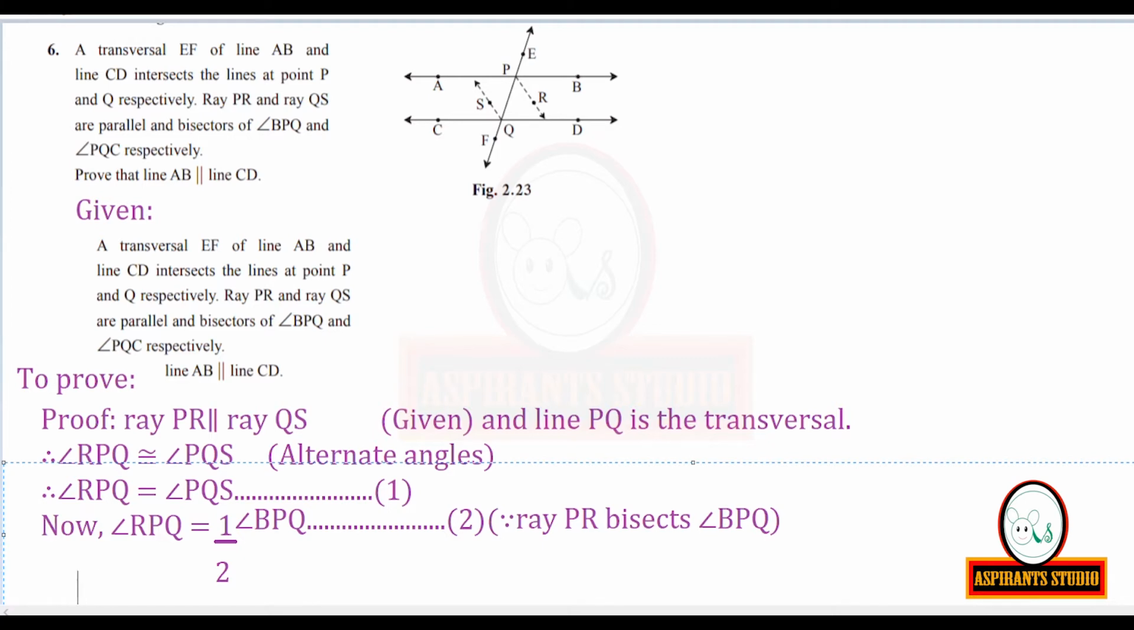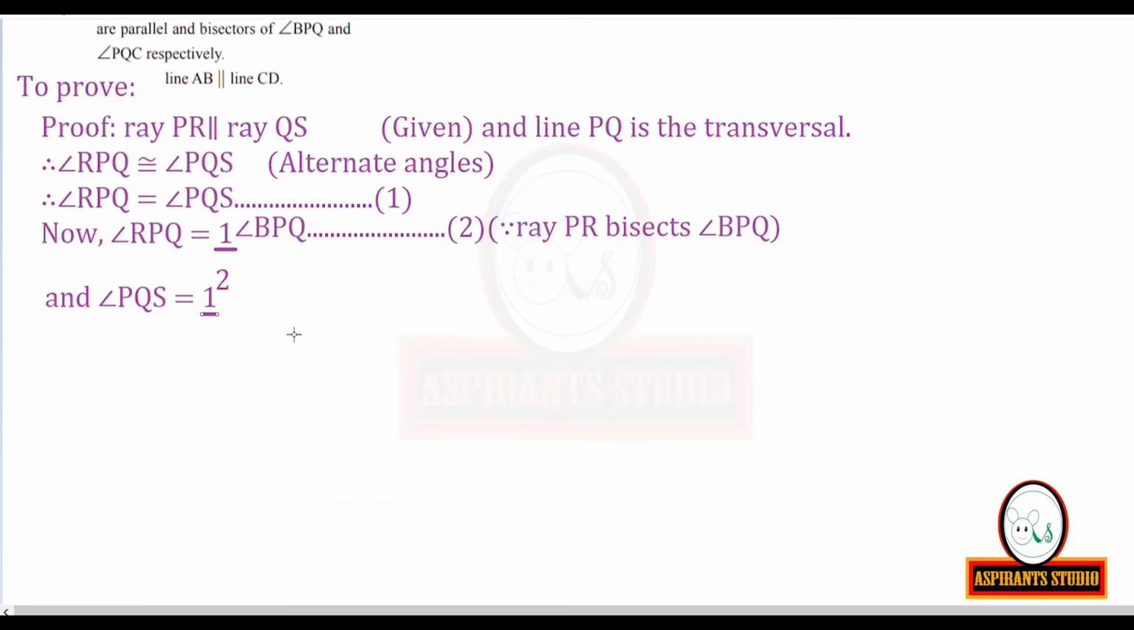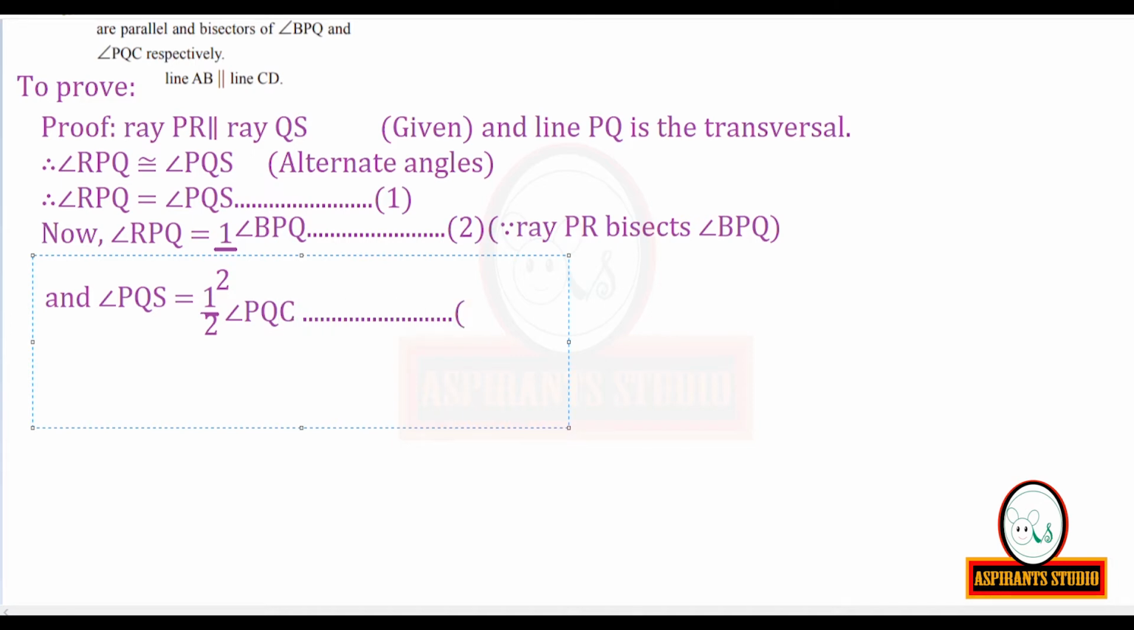Now let us discuss about angle PQS. Angle PQS will be half of angle, look at the figure, PQC. Write the reason. Ray QS bisects angle PQC. Take it to be third equation.